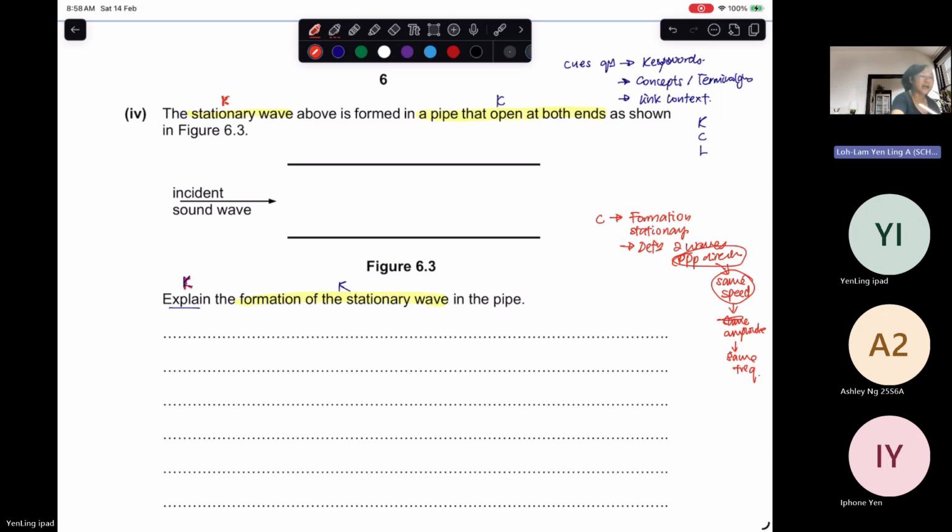But there is actually another context we look at. That means the link to the question. So it is about a pipe that's open at both ends. Therefore, I now need to put in the link to the question: where are the two waves coming from? If you look down here, there is a link where you have the incident sound wave. So that gives me one source of wave that's moving down the pipe.